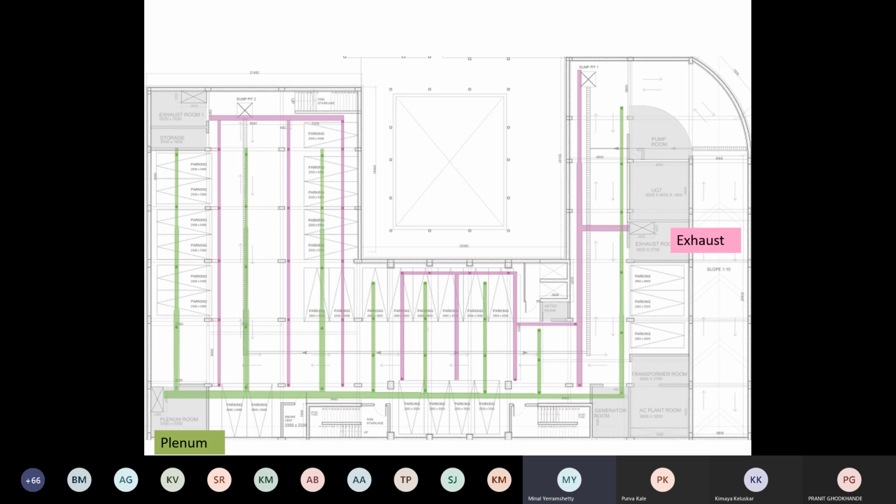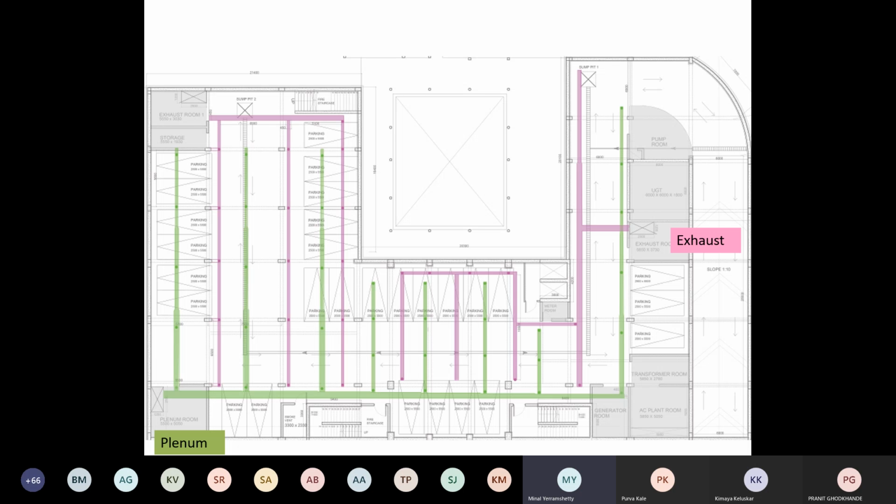So what she has planned is two exhausts on either side, and at the bottom left, that cross there is your plenum room. So this is the place where she is taking the air from outside and supplying it to the basement, while the other two sides are taking the exhaust and pushing it out.